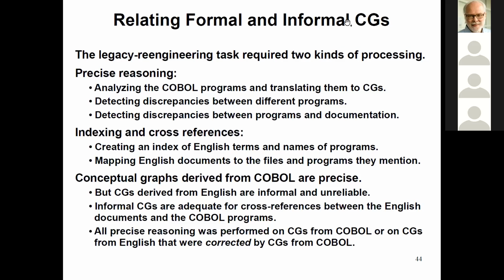The informal CGs are useful for cross-referencing between the English documents and the COBOL programs, but all the precise reasoning was performed on the conceptual graphs derived from COBOL, or from English sentences whose translations were corrected by the conceptual graphs from COBOL. So the interesting point is that COBOL and JCL, which are precise notations, were accepted as the gold standard, and the English interpretation was assumed to be approximate, and it used the CGs derived from the formal languages to correct the CGs derived from English.